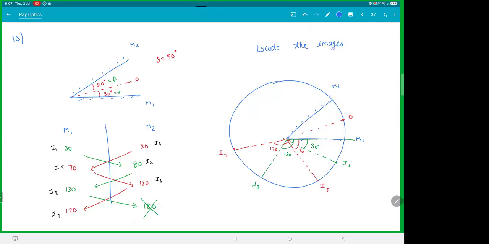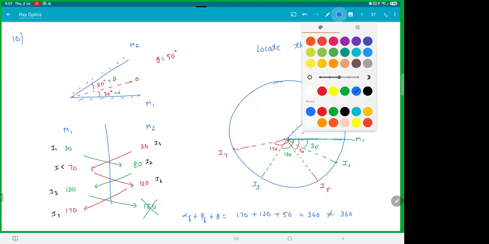What are the final angles here? Alpha final plus beta final plus theta. Alpha final is 170, beta final is 120, and theta is 50. This is 340, less than 360. So yeah, the final images are not coinciding. When you actually draw them, you will realize they're not coinciding anyway.